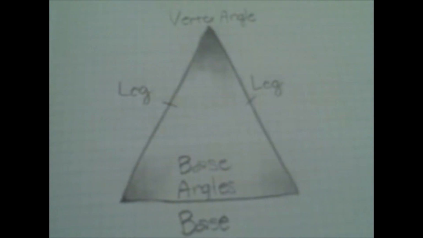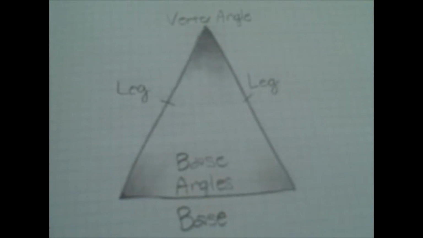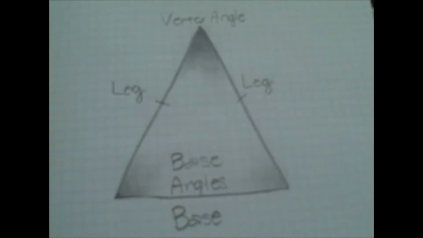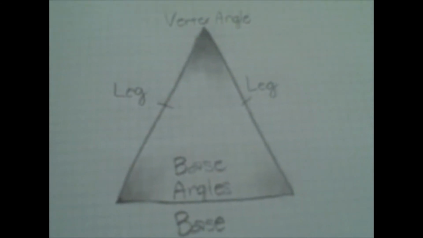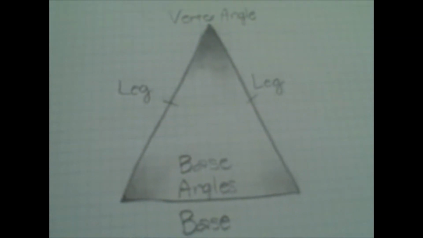When an isosceles triangle has exactly two congruent sides, the two sides are the legs. The angle formed by the legs is the vertex angle. The third side is the base of the triangle. The two angles adjacent to the base are called base angles.